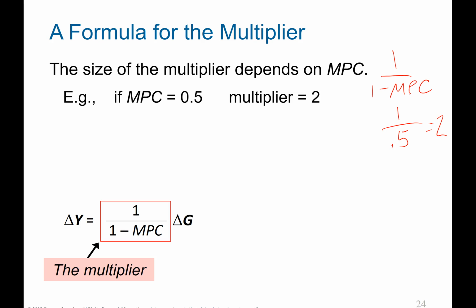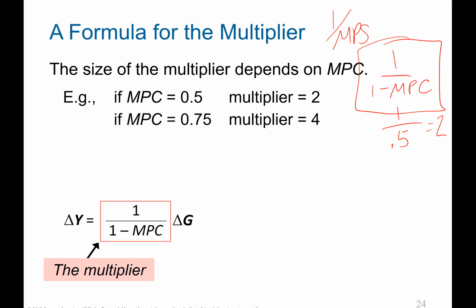Another way of stating this, and I'm a fan of this, is to simply, instead of saying 1 over 1 minus MPC, you could say 1 over MPS. And if you're comfortable with that, great. If that makes you feel confused and unhappy, then by all means stick with this. They mean the same thing, and if this is manageable, I would stay with that.